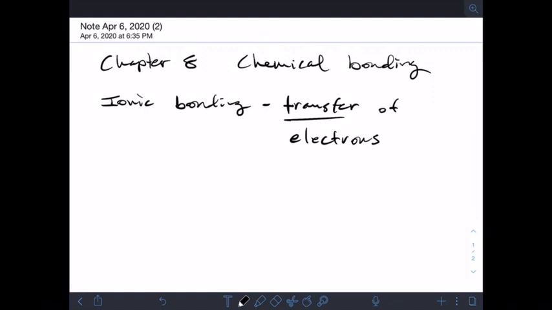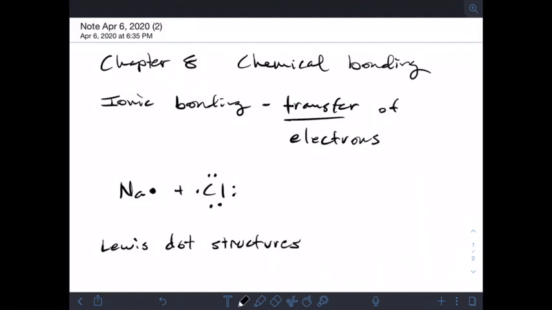So a very simple example, and most often when we talk about ionic bonding, simple examples are best to start with. Things like sodium with chlorine. Okay? And what I'm drawing here are Lewis dot structures. Lewis dot structures.